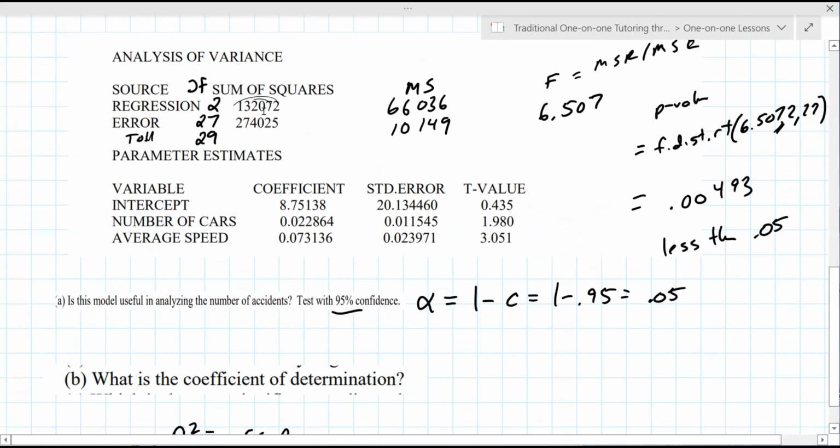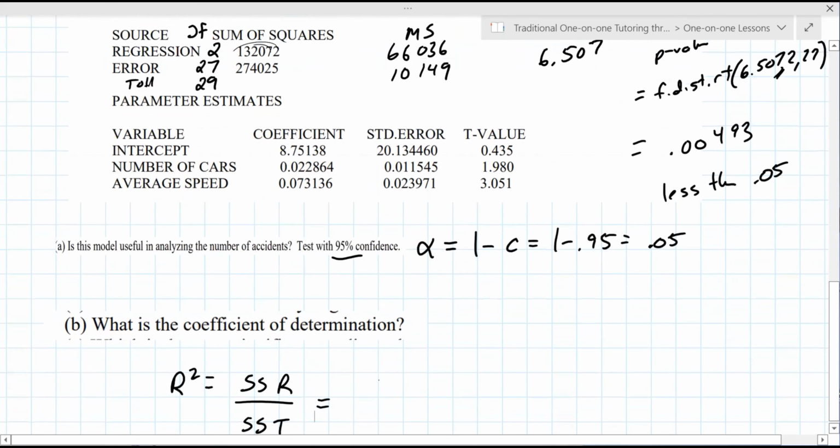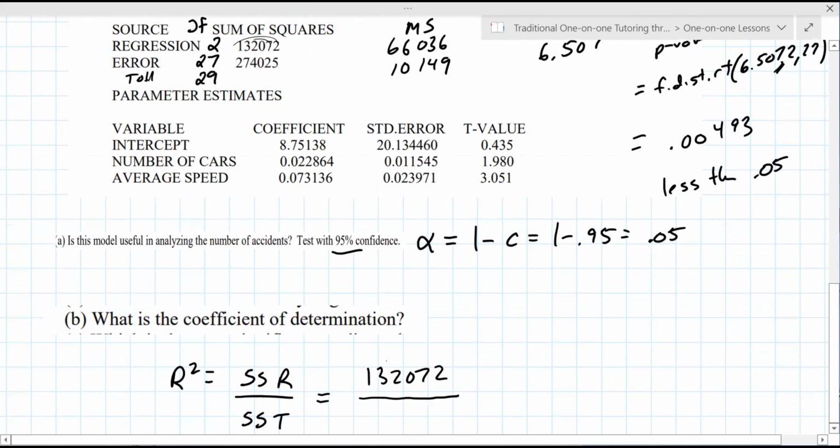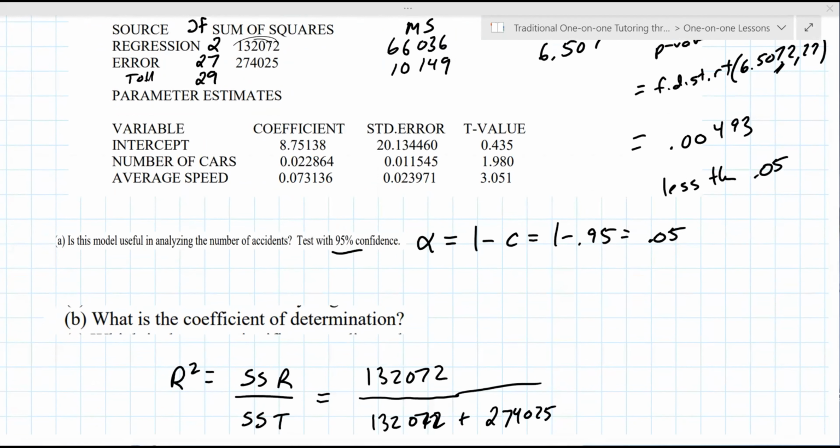So the sum of squares regression is 132072. And then the total, you just add up both numbers, 132072 plus 274,025. And let's see what you get here. Doesn't look to be that good. Yeah, 0.325, which isn't very good, but I mean, we don't even know.